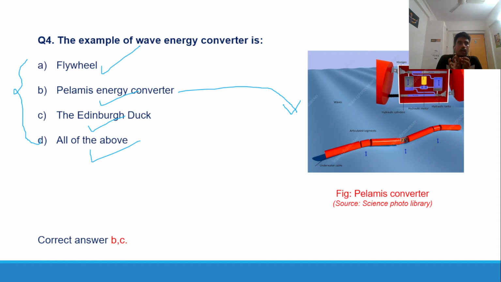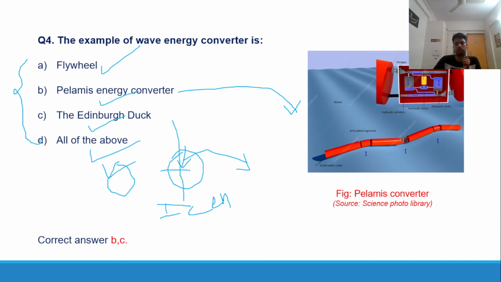And this is the most commercially used device for harnessing wave energy, the Pelamis energy converter. A flywheel is just a disk that stores energy by rotating. It stores the energy, and then when the speed is low it gives back the energy. A flywheel can be found in IC engines or many other devices. You have heard of atta chakki, the flour mill, so that also has a flywheel. In any mechanical device where we need to store rotational energy, a flywheel is the best option. It's just a simple solid disk.